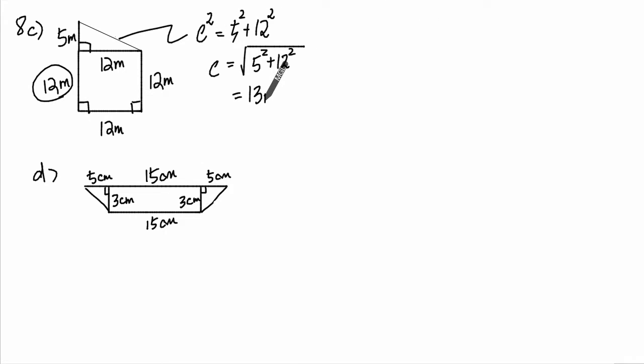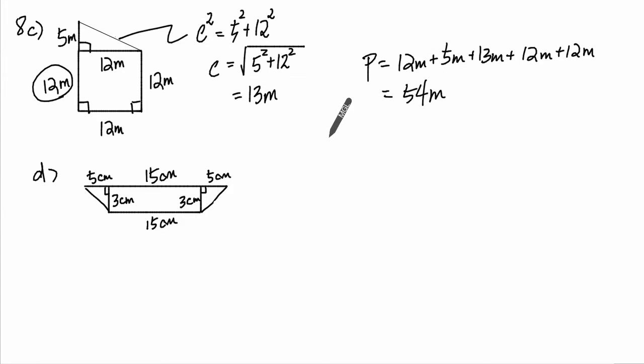Now, having identified this length as being 13 meters, we can now find the perimeter of the shape. And I'm going to start with 12 meters and go clockwise and add them up all together. So I'm going to have 12 meters plus 5 meters plus 13 meters plus 12 meters and one more 12 meters at the bottom there. Add them up together and you're going to get a perimeter of 54 meters.